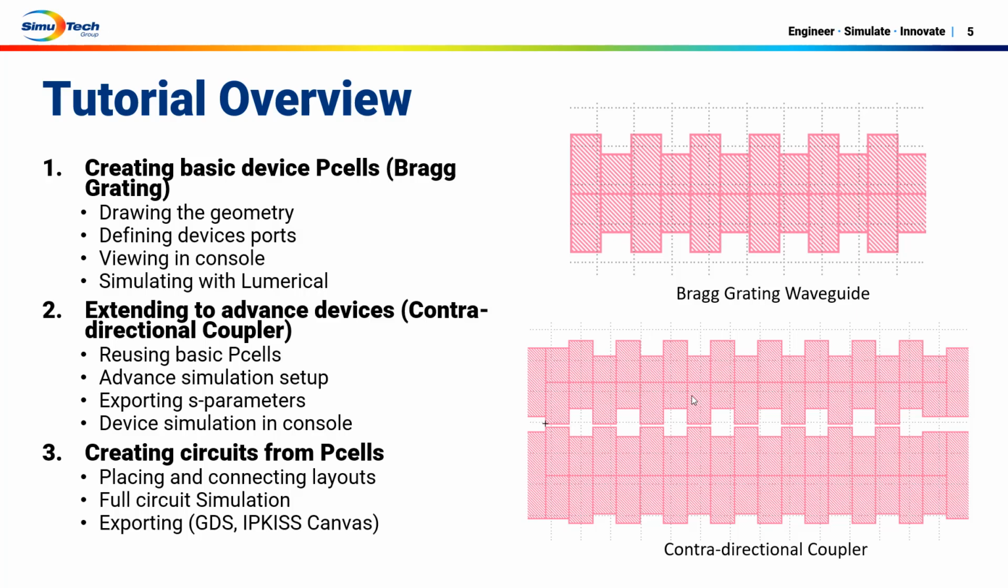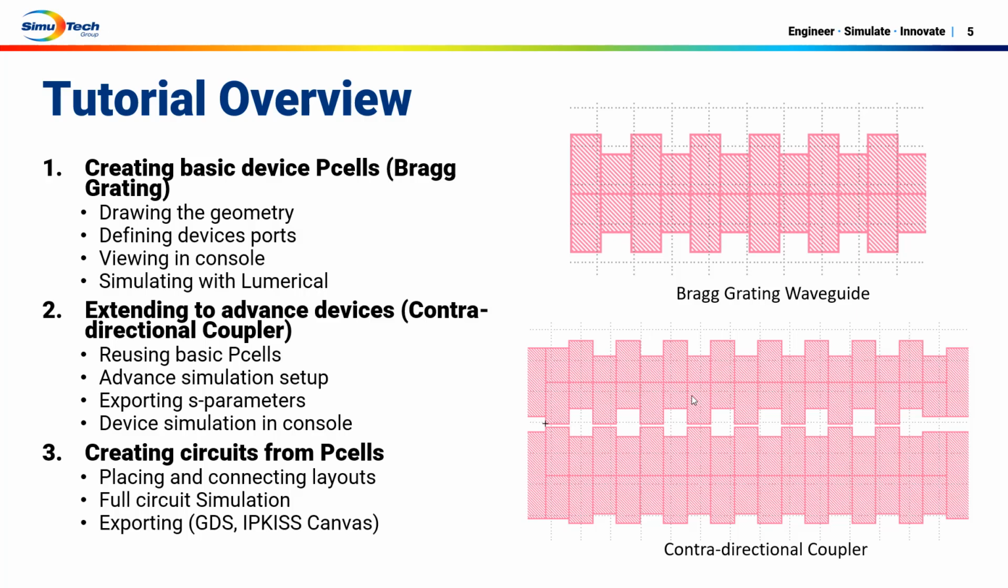In part B, we'll extend that simple P cell class into an advanced device called the contradirectional coupler. The contradirectional coupler, as shown in the bottom right here, is essentially two Bragg grating waveguides that couple to each other. So we'll showcase how to reuse a P cell, redefine the ports, how to set up an advanced simulation from that, and then we'll run the simulation, export the S parameters, and then we'll showcase how to get the device transmission in the console.